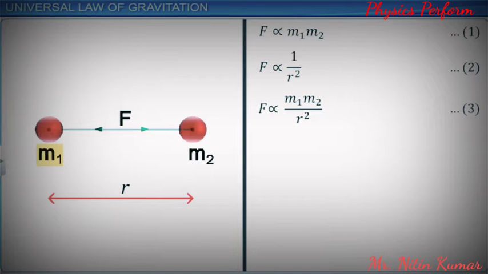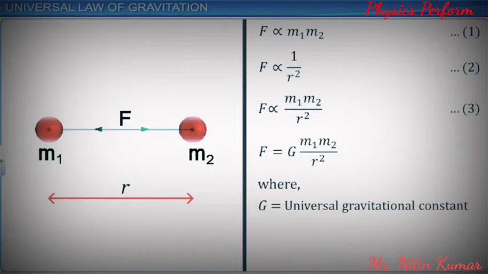Replacing the proportionality sign with the equal to symbol, we get a constant G, called the universal gravitational constant. It is called the universal constant as its value, 6.67 into 10 to the power minus 11 Newton meter square per kg square, remains the same throughout the universe.